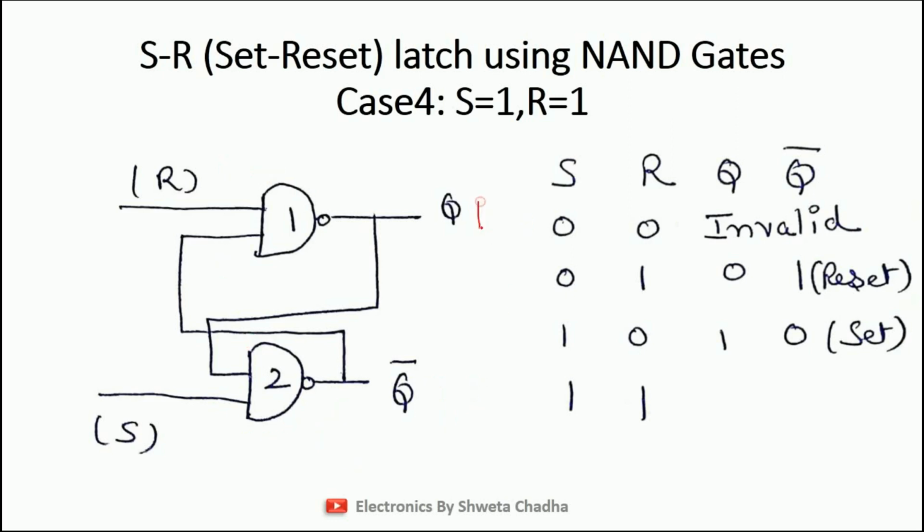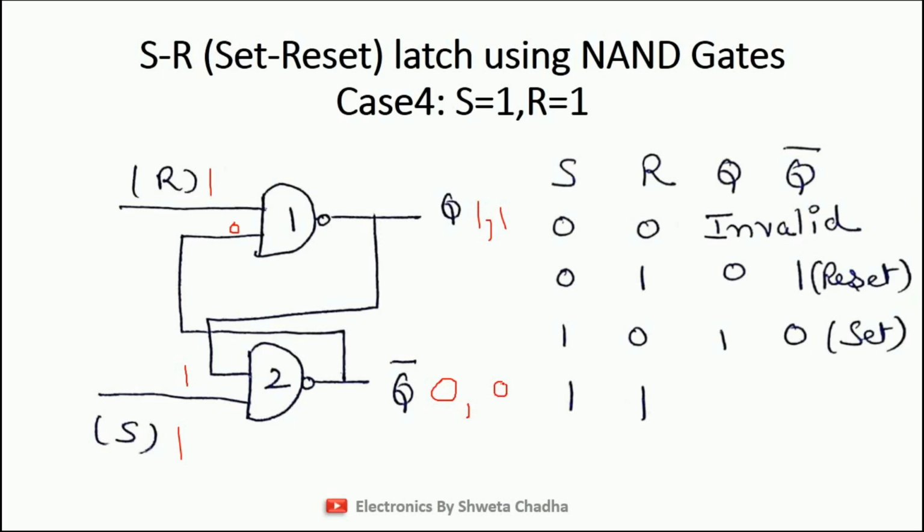The second assumption is 1 0. Again, S is equal to 1 and R is equal to 1. So here I have taken Q as 1 and Q bar is 0. So Q bar will be given over here. For 1 0, minimum one input is 0, true condition, output is 1. For 1 1, output for the NAND gate is 0. So I have taken the second assumption as 1 0 and again I am getting 1 0.